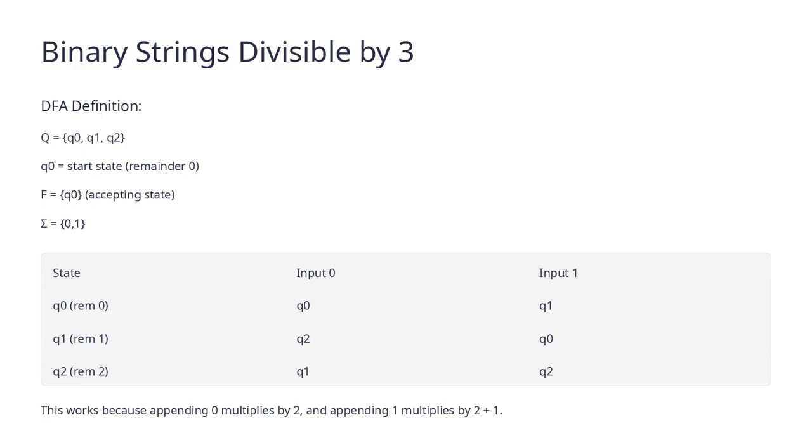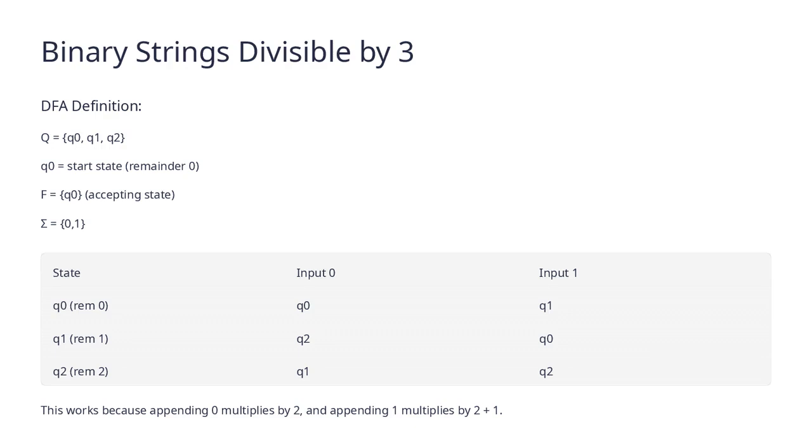Example DFA: binary strings divisible by 3. Let's now define a slightly more advanced DFA. L = {w ∈ {0, 1}* | w represents a binary number divisible by 3}. We define Q = {q0, q1, q2}, q0 = start state, remainder 0, F = {q0}. Σ = {0, 1}. The transition function δ: from state q0, on 0 go to q0, on 1 go to q1; from q1, on 0 go to q2, on 1 go to q0; from q2, on 0 go to q1, on 1 go to q2.